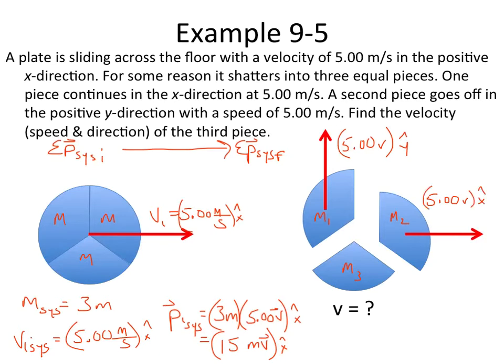So what we want to find out is, what do the final velocity components of mass 3 have to be in order for this mass at that velocity, this mass at that velocity, and this mass at some unknown velocity components to balance out to 15 mass times velocity in just the x hat direction? I'm going to shrink this down a little bit to get a little more space.